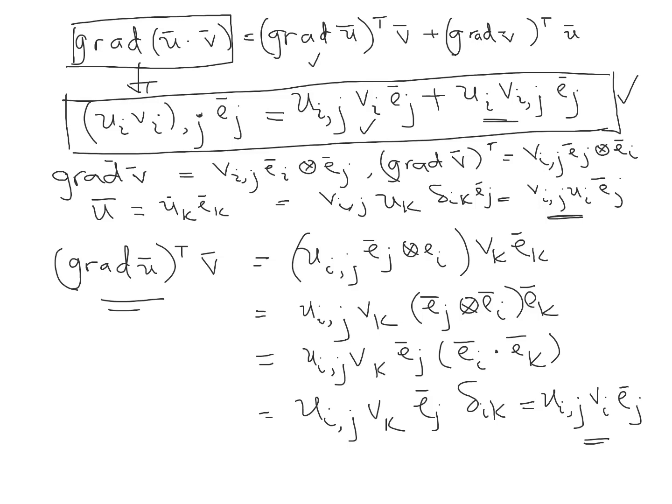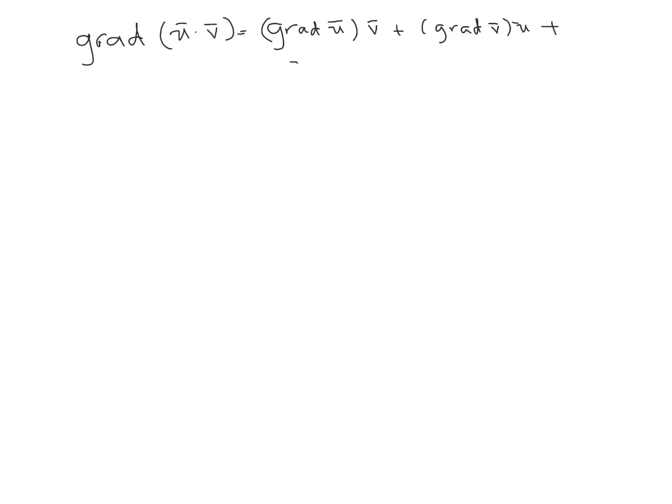Okay, so 29. We are supposed to show again that grad of U dot V is equal to grad U V plus grad V U plus U cross curl of V plus V cross curl of U.